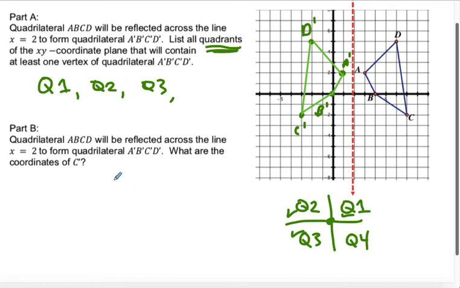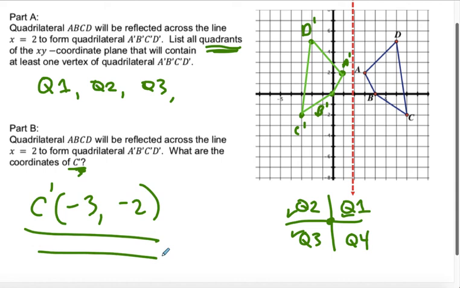All right, now the next one, it says quadrilateral ABCD will be reflected across the line x equals 2 to form quadrilateral A prime, B prime, C prime, and D prime. It says, what are the coordinates of C prime? Well, we've answered that before. All we have to do is look at our graph. So C prime is located at -3, comma, -2. Okay, that's where C prime is.